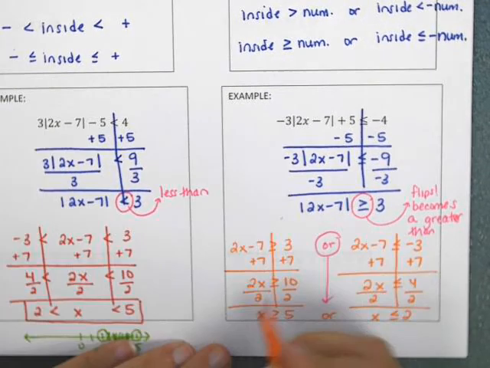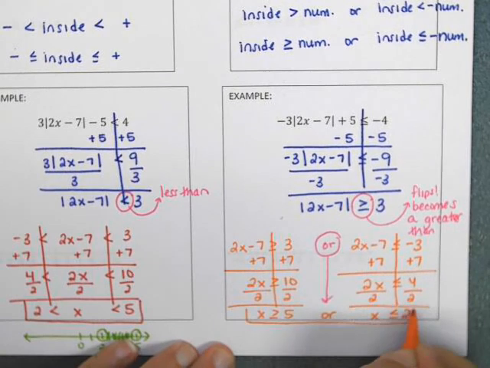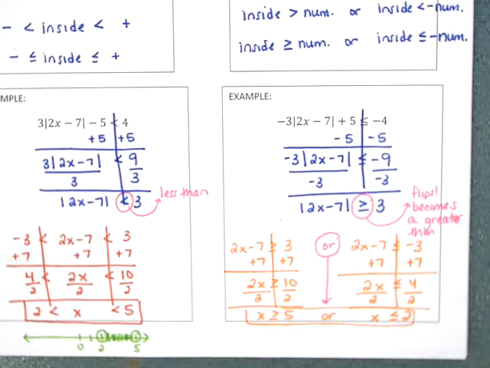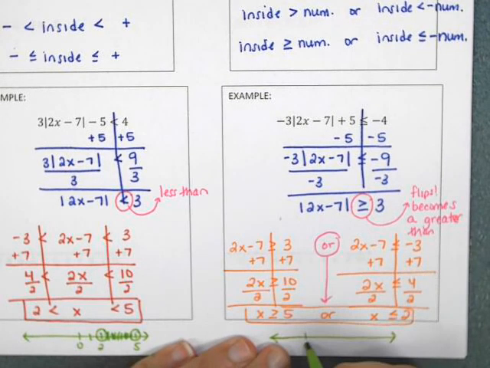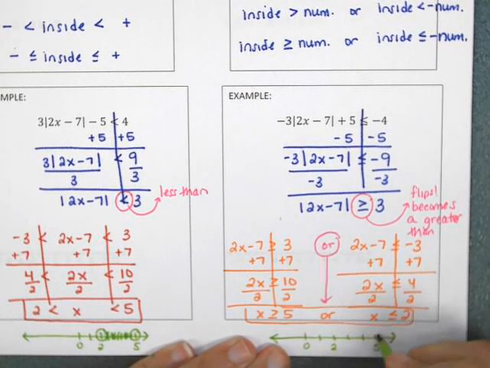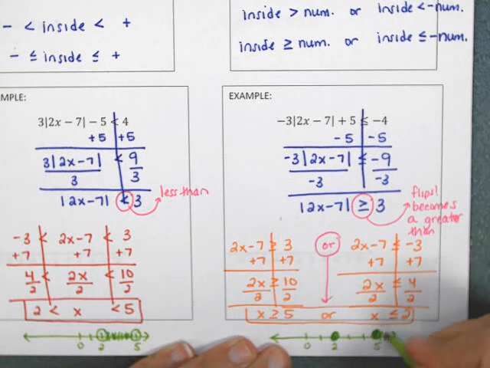So this is my solution. This is like the final answer. And the last step would be graph your answer. So 0, 1, 2, 3, 4, 5. Closed circle on the 5, closed circle on the 2, shade to the outside.